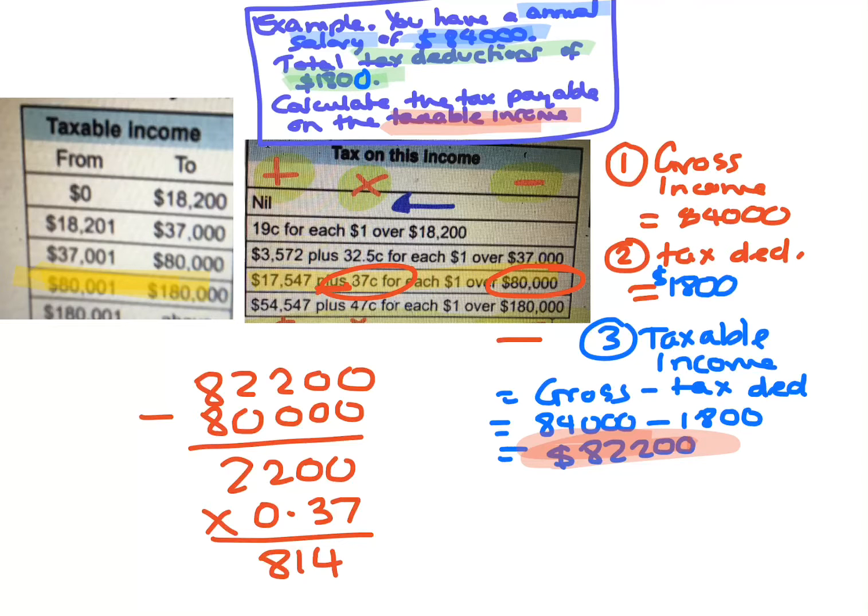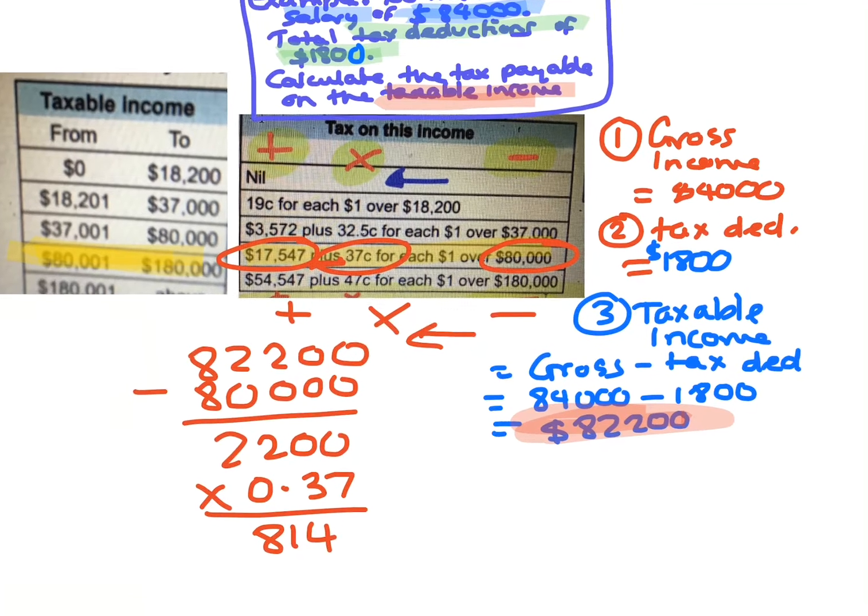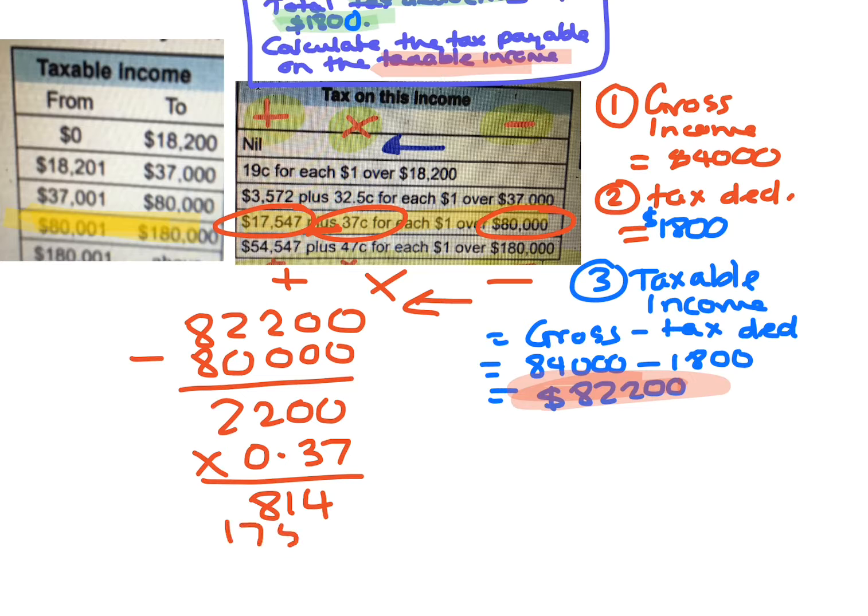And then see how it says plus? So you times the middle plus the last one, and you work backwards, because that will help with the order of operations. So you go plus 17,547. So your tax is $18,361, and that will be your tax payable on the taxable income after the tax deductions are taken away.